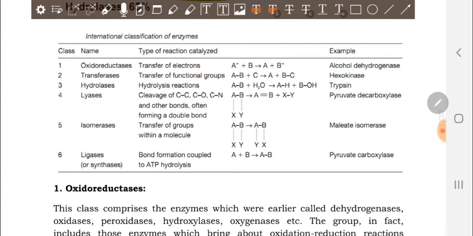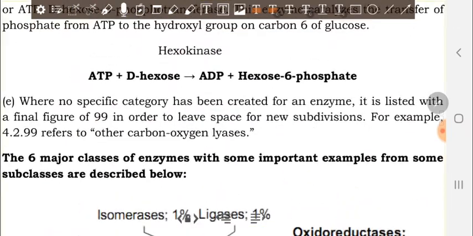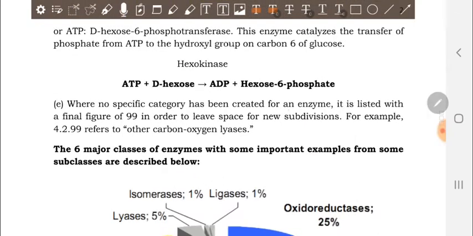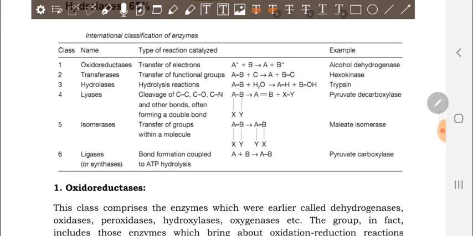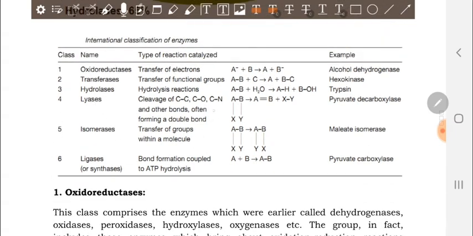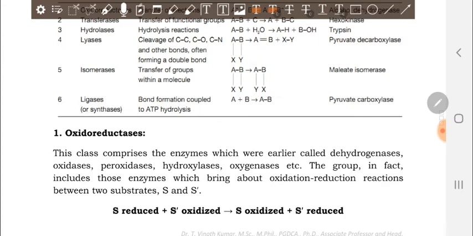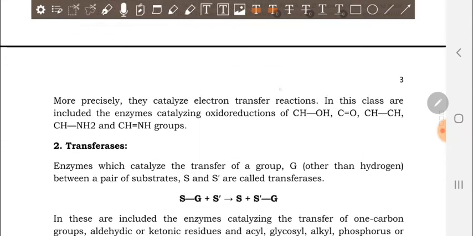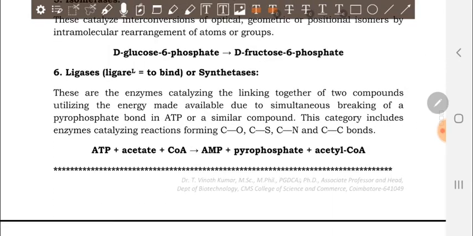Next is isomerases, the conversion of one isomer to another isomer. The best example is glucose isomerase, glucose to fructose and fructose to glucose. And ligases form bonds: A plus B gives AB. This is bond formation, while the previous one, lyases, is bond breakdown. Bond formation requires energy, and that energy is given by ATP hydrolysis. With this we have completed all the 6 different types of enzymes.